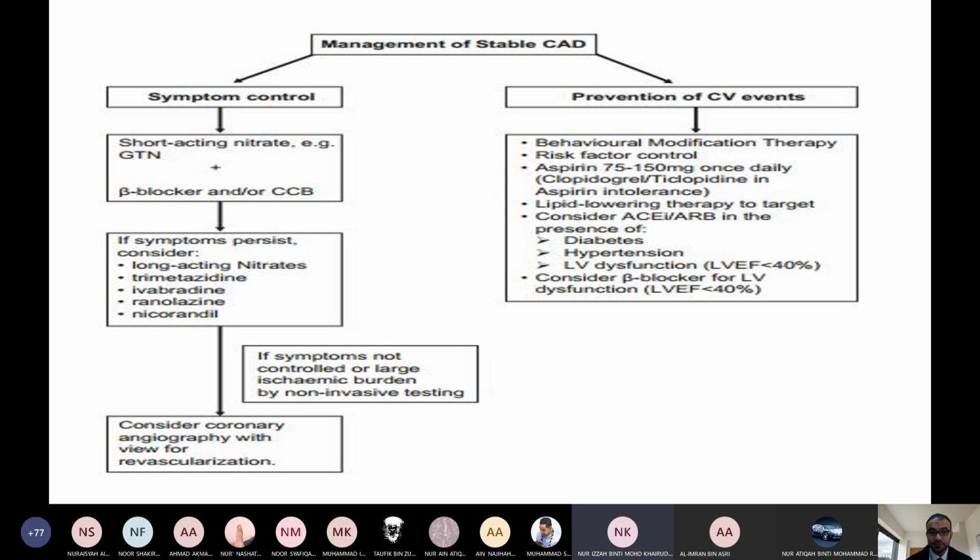There are two types of drug that can help to manage the stable CAD. The first one, we can choose the drugs that control the symptoms only. And the next one, we can use the drug for the prevention of cardiovascular events. And there are the listed drugs that can help. The one that we learned today is symptom control, and yesterday was for the prevention of cardiovascular events.